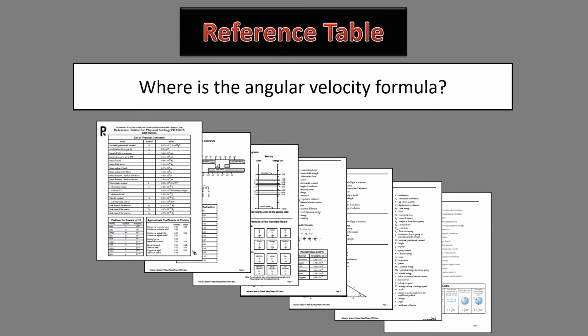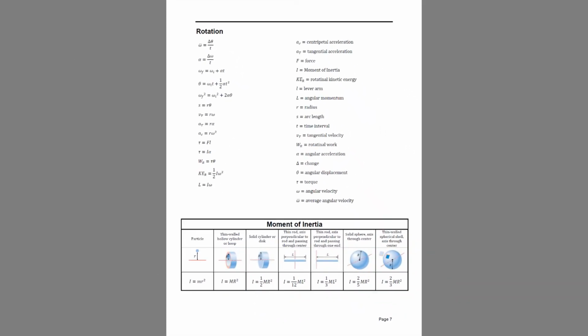So where is this angular velocity formula on your reference table? It's located on that infamous page 7 that I created, and it's right over here. All right, the average angular velocity is equal to the change in displacement over time.